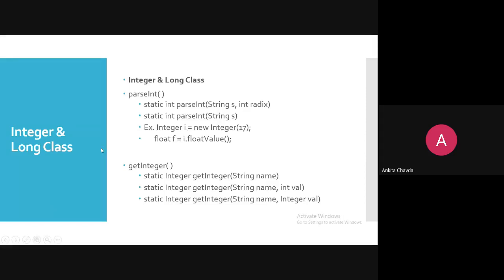Okay. Then float f equals i.floatValue. So whatever the value I am having in i, that is 17, that 17 I need to convert into float, and that will be stored into one float. Okay, so because i is what? Object. i is not my normal variable, int i. Instead of that, it is my class object. So object.floatValue. So it is 17.0, and that will be stored into this f. Okay. Get integer, the same way you can get the integer value. You are giving any of the string name, that will be converted into integer. Okay.